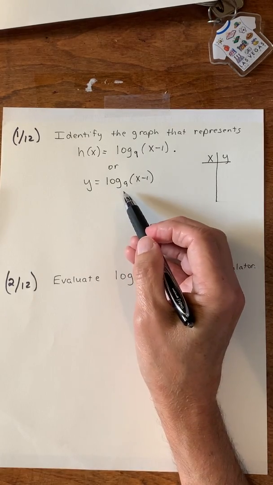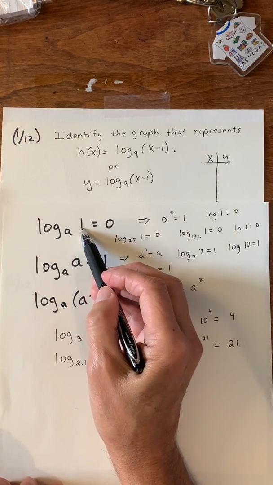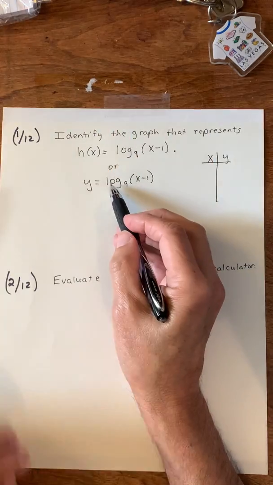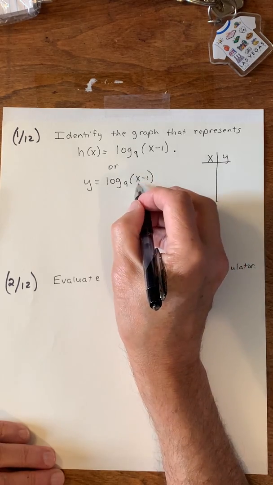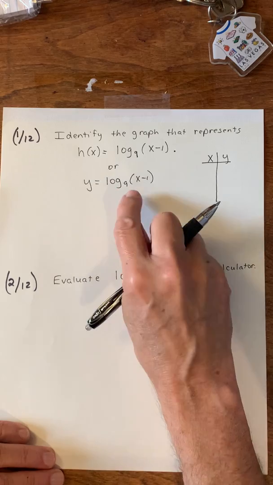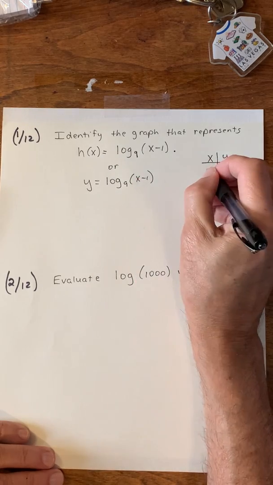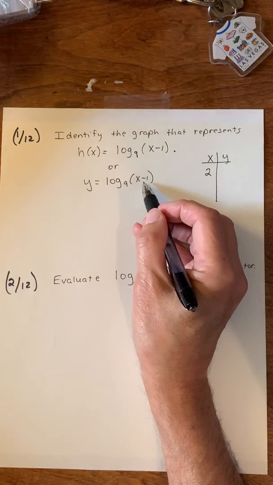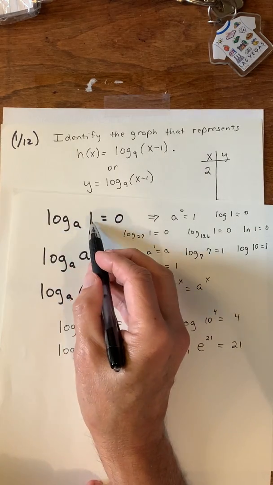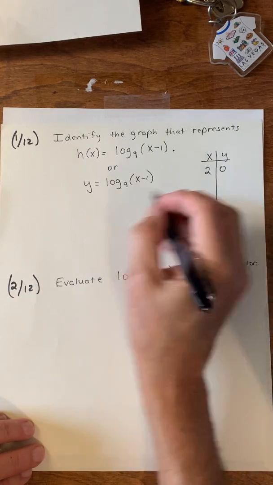And I'm going to think, hey, what would it be real easy to find? Log base 9 of what? Well, I know that log base 9 of 1 is going to be 0, right? So if I can take log base 9 of 1, it's going to give me 0. That means I want this thing in parentheses to be 1. What would x have to be to make this 1? Well, if I choose x for 2, 2 minus 1 is 1. Log base 9 of 1 is going to be 0.